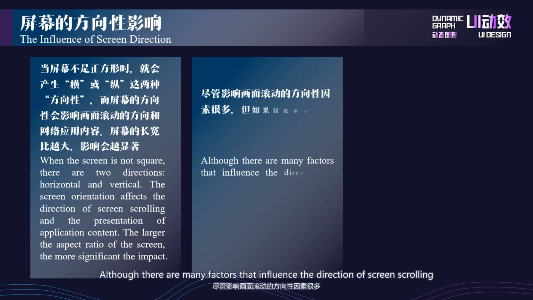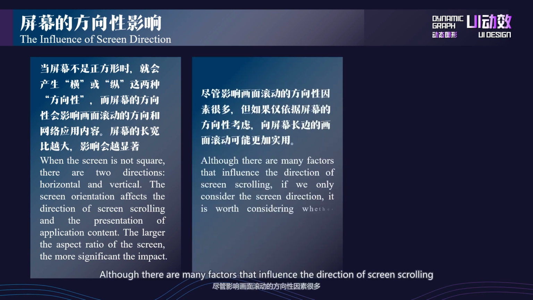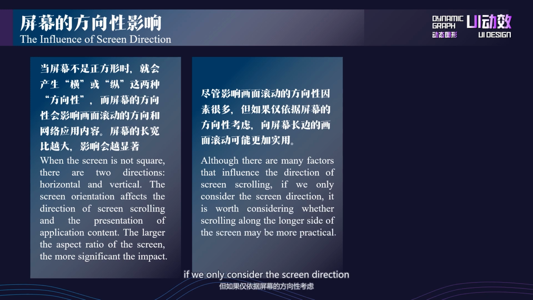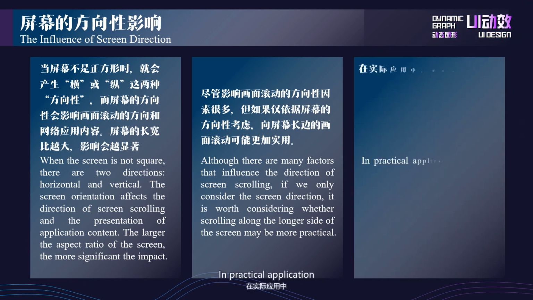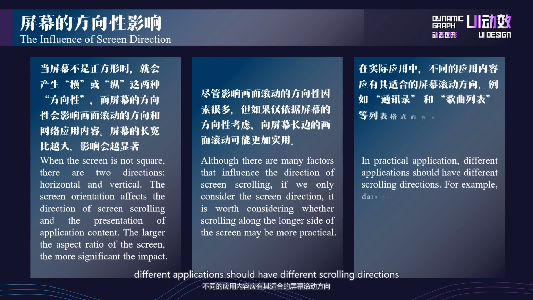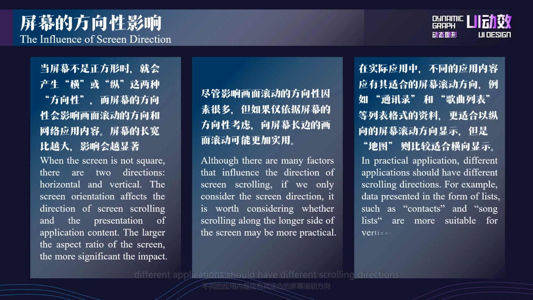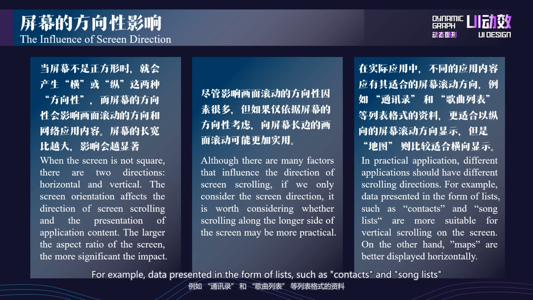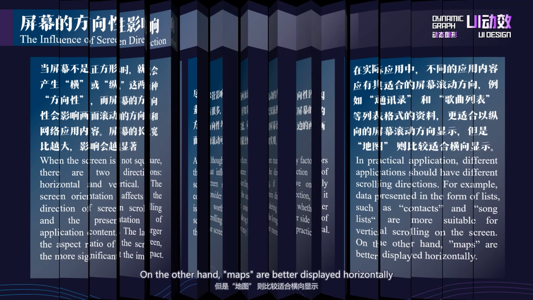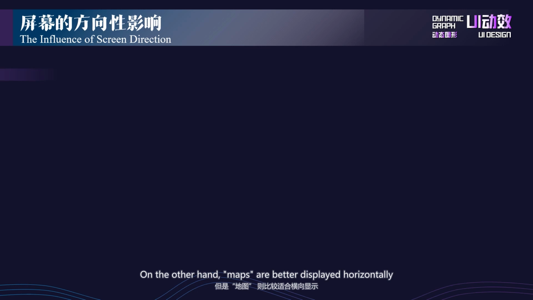Although there are many factors that influence the direction of screen scrolling, if we only consider the screen direction, it is worth considering whether scrolling along a longer side of the screen may be more practical. In practical application, different applications should have different scrolling directions. For example, data presented in the form of lists, such as contacts and song lists, are more suitable for vertical scrolling on the screen. On the other hand, maps are better displayed horizontally.